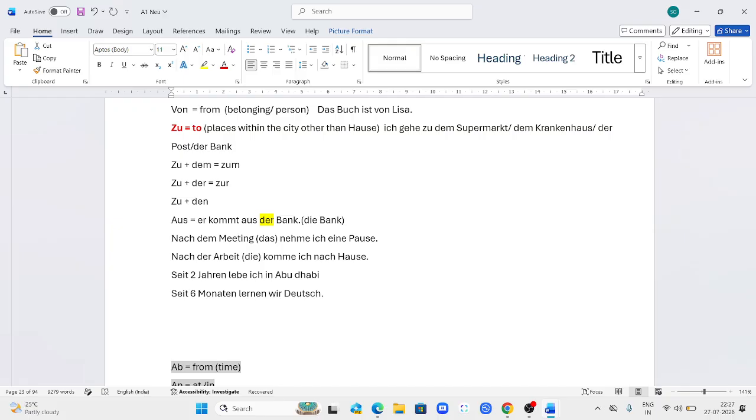So what's the short form? Zu plus dem is zum. Zu plus der, you have a short form. You don't have to say zu plus der, it is zur, Z-U-R. And the plural form is zu plus den. For that, you don't have a short form. Zu plus dem, masculine and neuter, has the short form zum. For feminine, zu plus der is zur. But you don't have any short form for plural.